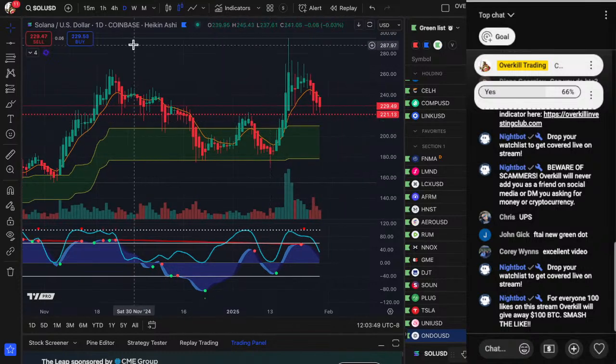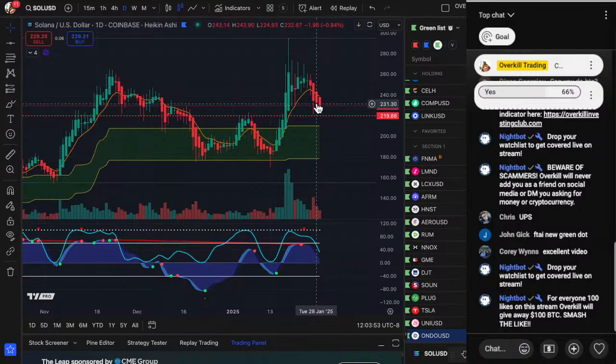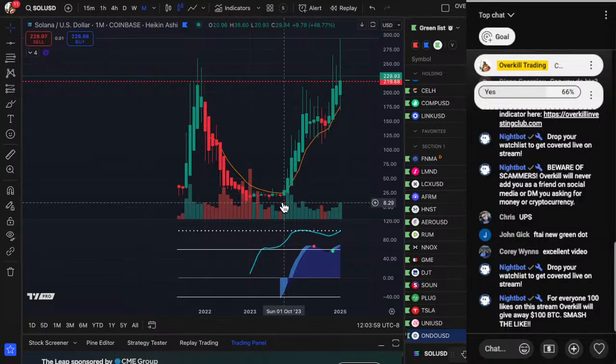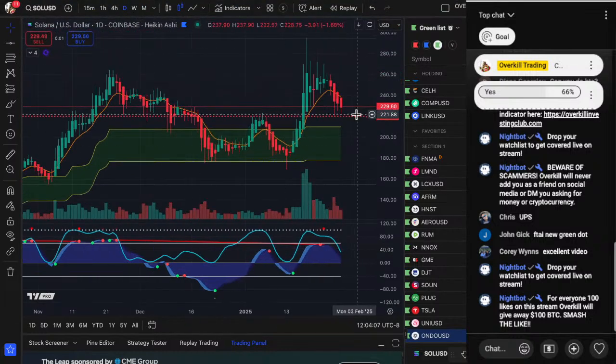Solana is still selling off here on the daily. So Solana's big level to watch is going to be 220. That's where we wick down to here. Stochastic, everything's still pointing down, so we're not out of the woods yet. Again, this thing's also gone on a massive run from like 20 bucks all the way up to 300. That was a 1,500% move there on Solana.